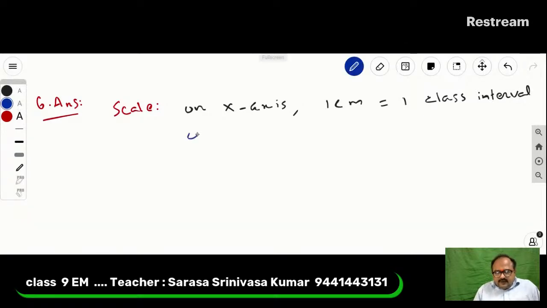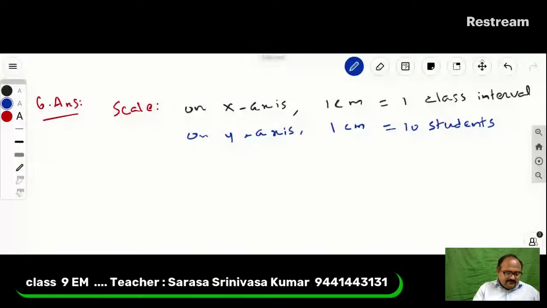Next on y-axis. On y-axis 1 centimeter equal to how many students? Students were given, 1 centimeter equal to 10 students. Now let us prepare the table. We prepare the table for class 1 to class 5.